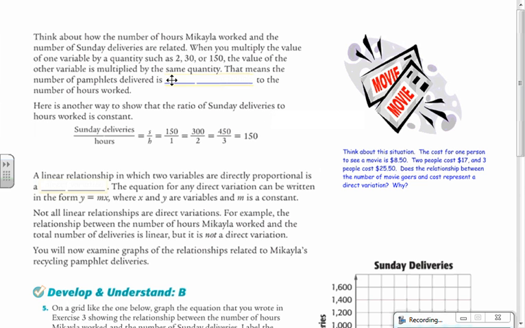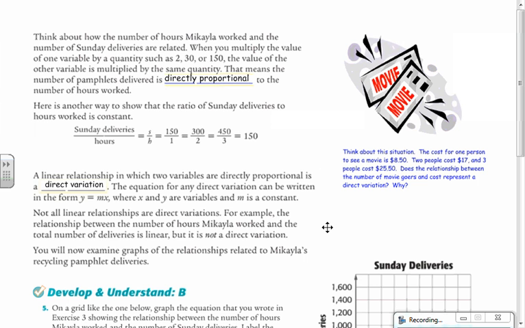When you multiply the value of one variable by a quantity such as 2 or 3, the value of the other variable is multiplied by the same quantity. That means that the number of pamphlets delivered is directly proportional to the number of hours worked. And here's that example I was showing you earlier, right here. So a linear relationship in which two variables are directly proportional is a direct variation.